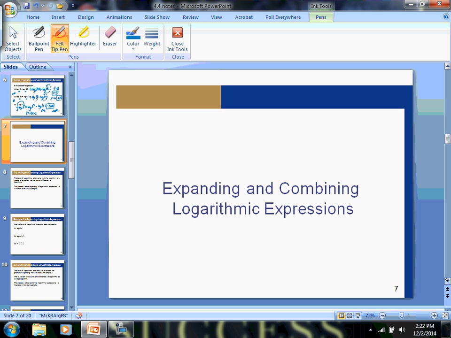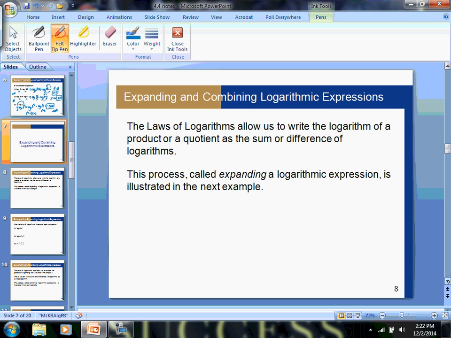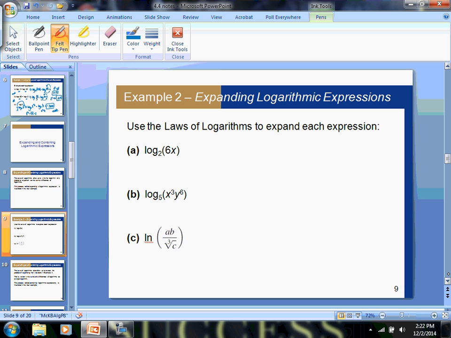Okay, so now that we've taken a look at these properties, we're going to practice expanding and combining logarithm expressions. Okay, so this first one is expanding them. This is kind of like taking a compact expression and breaking it into its two separate parts. So here I've got the log base 2 of 6 times x. So that's multiplication that's going on between them.